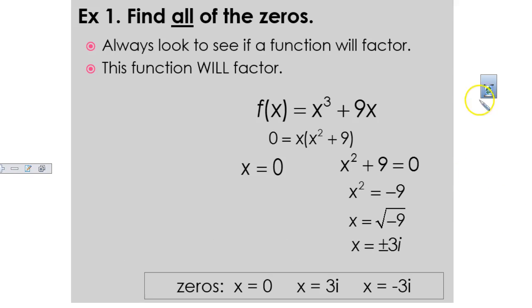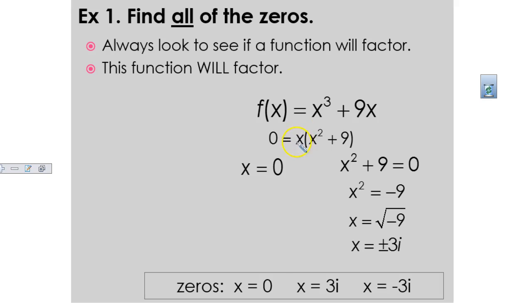Here's our first example. We are going to find all of the zeros. Now, sometimes we start talking about synthetic division and the quadratic function and putting it in your calculator, and students forget that they've already learned how to look for common factors. And if you have a common factor, do that first. It'll make life a little bit easier on you. Here we have x to the 3rd power plus 9x. And what we realize is they both have the common factor of x.